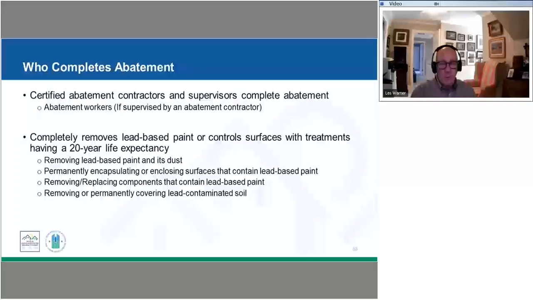as we mentioned before, these are treatments that have a 20-year, at a minimum, a 20-year life expectancy, making sure that we've removed the lead paint and dust or enclosed it in some way. Sometimes we're simply going to remove components and replace them.